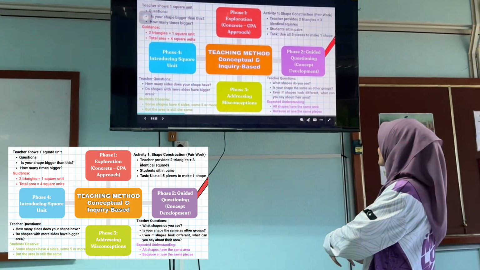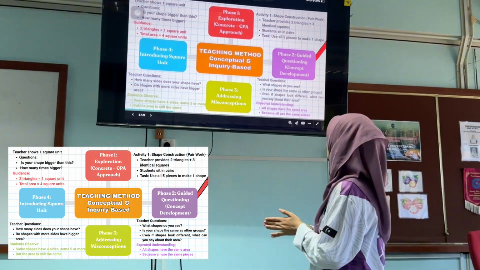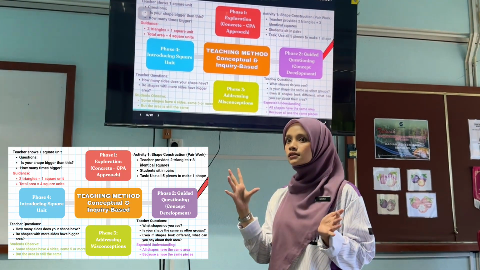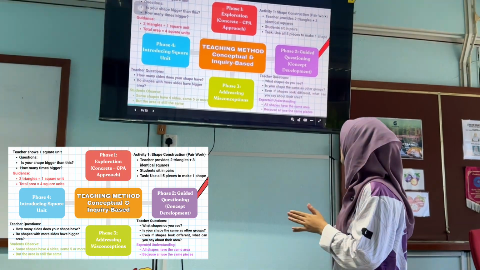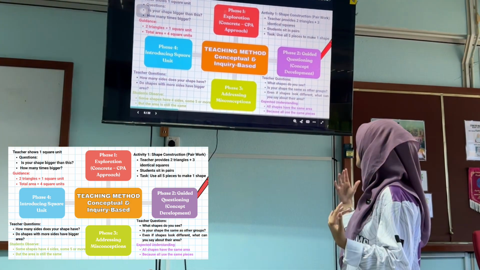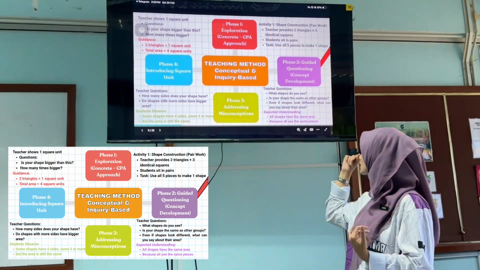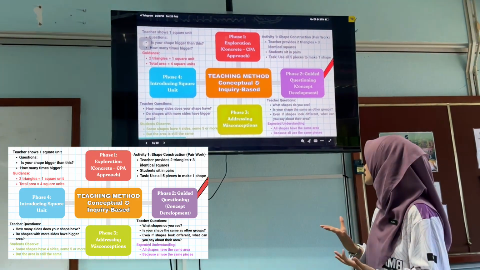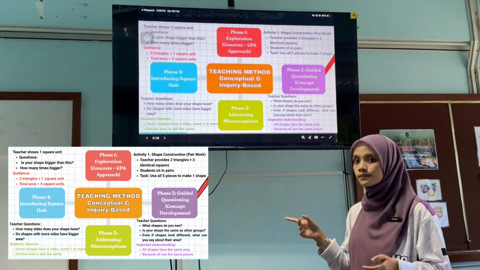Phase 2 is guided questioning and concept development. The teacher will ask students, what shape do you see? Each group will say that they got a different shape. The teacher also asks, is your shape the same as other groups? And even if the shapes look different, what can you say about the area? The expected understanding by students is that they will answer that all shapes have the same area because each group used the same pieces.